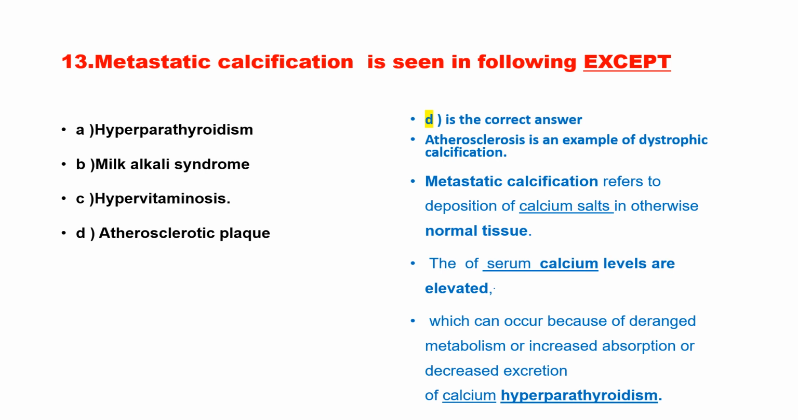Metastatic calcification refers to deposition of calcium salts in otherwise normal tissue. The serum calcium levels are elevated, which can occur because of deranged metabolism or increased absorption or decreased excretion of calcium, as occurs in hyperparathyroidism because of parathormone levels.